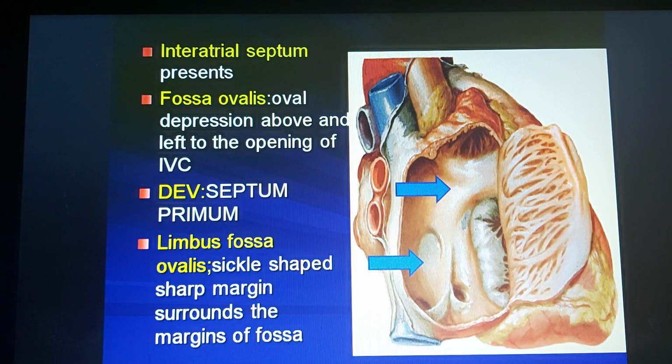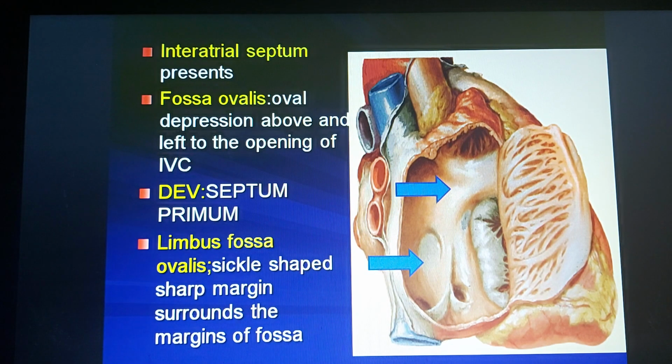Interatrial septum. Coming to the interatrial septum, it presents the fossa ovalis. It is an oval depression just above and to the left of the opening of the inferior vena cava. Developmentally, it arises from the septum primum.